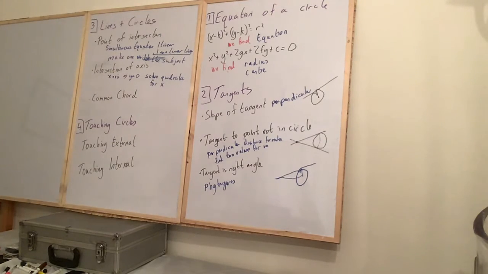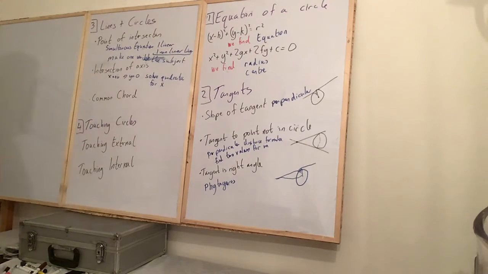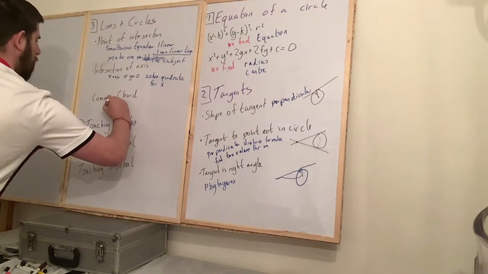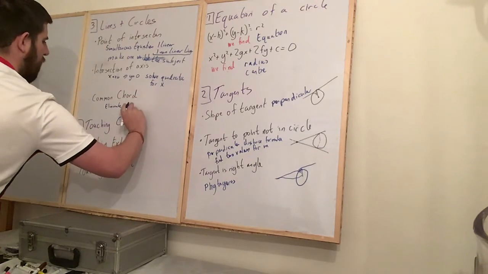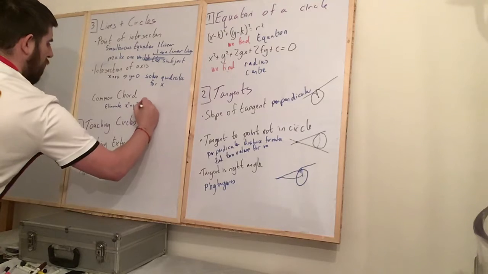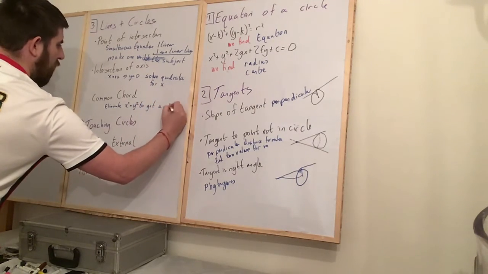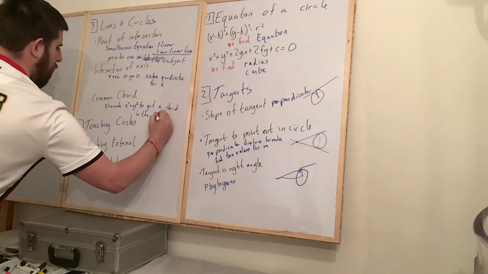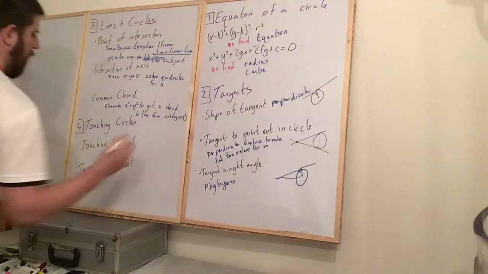Okay. And then the last one we're going to look at in lines and circles would be if I had two circles and we had to find a common chord. So if you had two equations of circles, you take the two away and you would eliminate the x squared and the y squared to get a line, the chord, in the form ax plus by plus c equals 0.